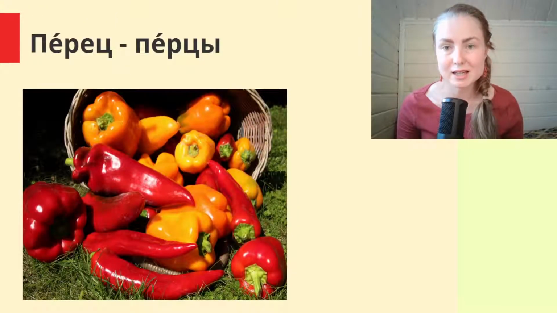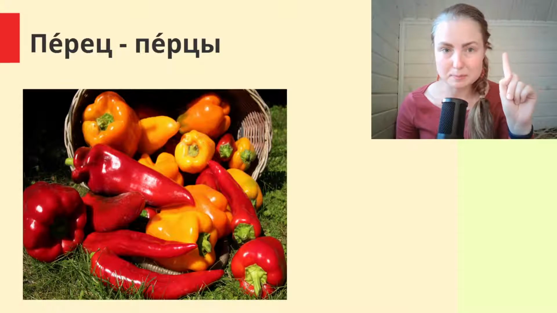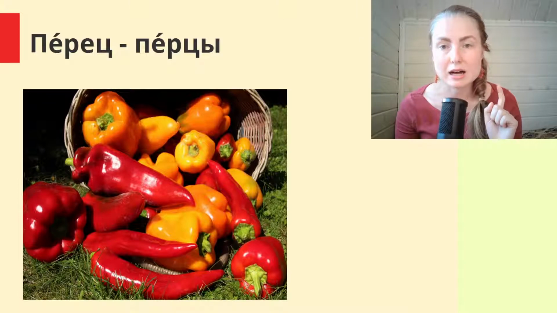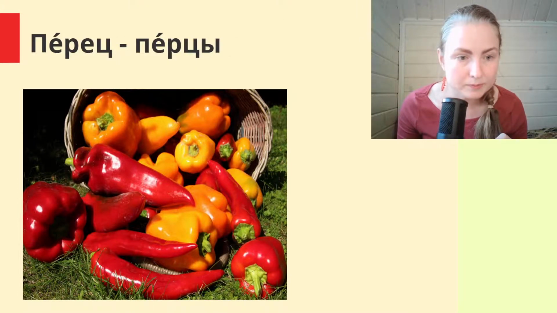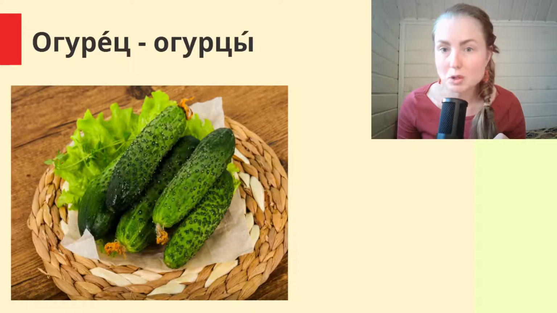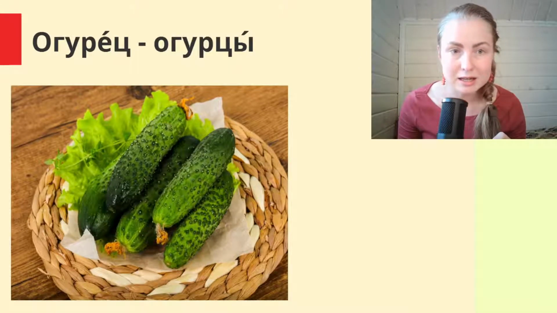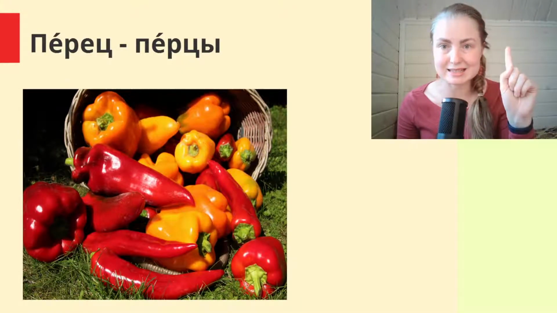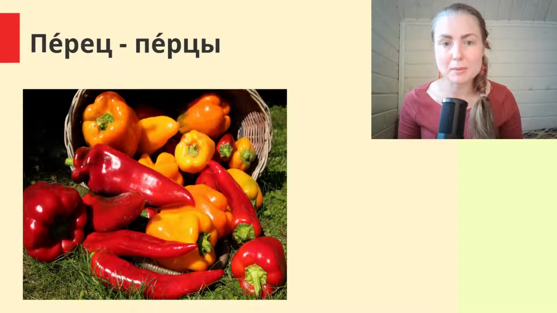Okay. Next word is перец. Один перец. One pepper. Много, many, перцы. Хорошо. Pay attention that this word has the same plural form as cucumbers. Like один огурец, много огурцы. And один перец, много перцы.